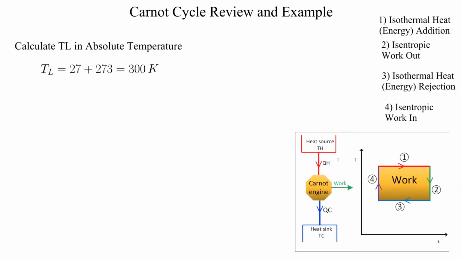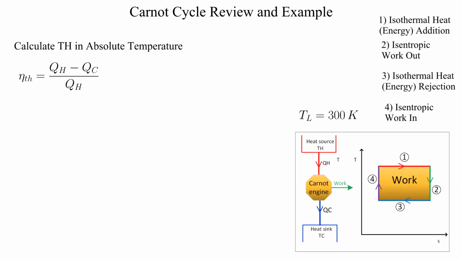The heat sink temperature is given in degrees Celsius. Let's convert it to Kelvin. The definition of cycle efficiency is the heat addition minus the heat rejection, divided by the heat addition. For a Carnot cycle, this can be expressed in terms of absolute temperature and change in entropy.